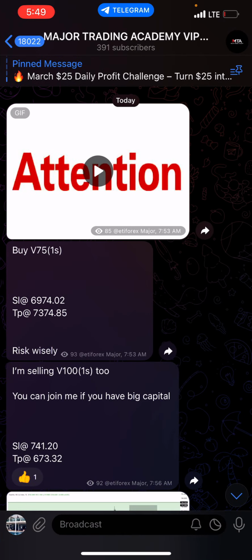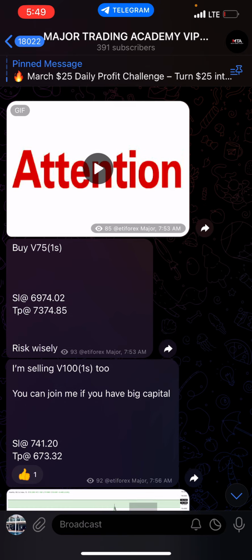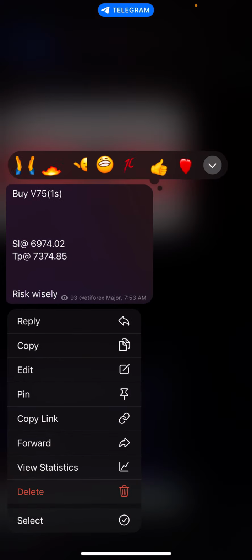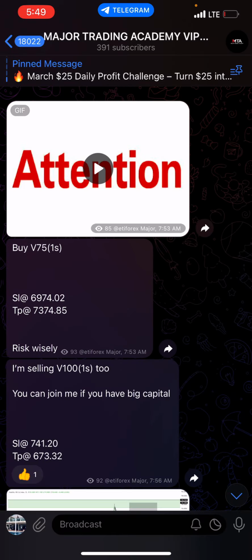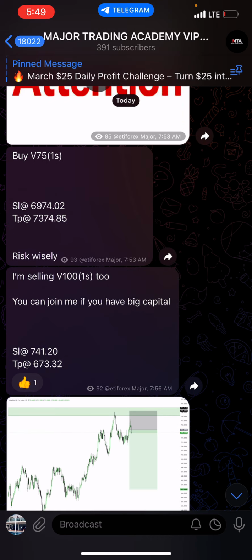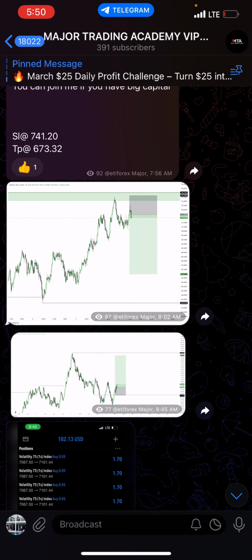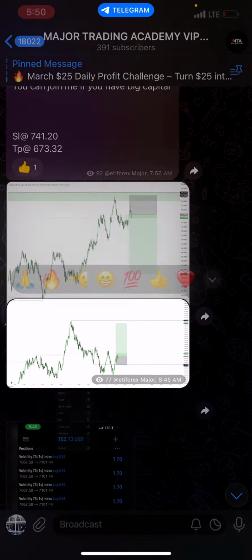So here's my VIP. You can see today we started, and before I drop a signal, I drop this attention message so that everybody will be on alert. You know that signals are coming, right? I dropped the first signal, VIX 75 1s, which smashed our TP. It's very far. Then I dropped the second signal here. We shorted 101 1s, still in deep profit. This is the chart for 101 1s, and this is the chart for VIX 75 1s.